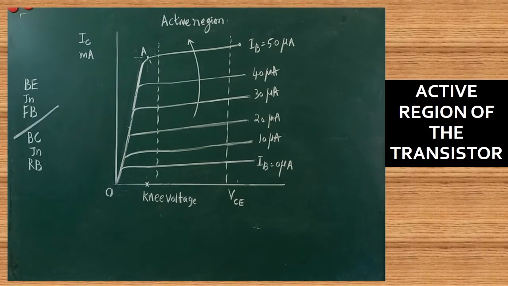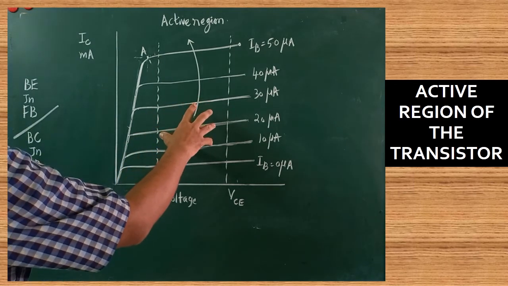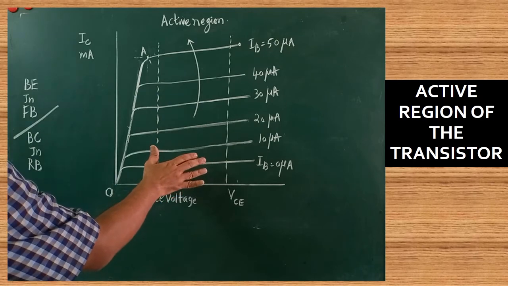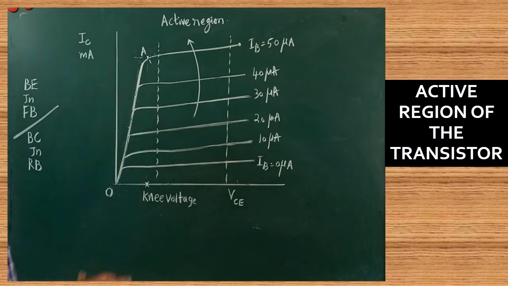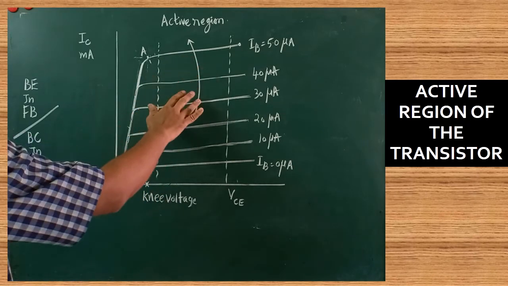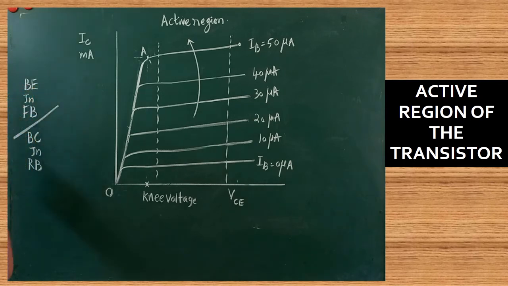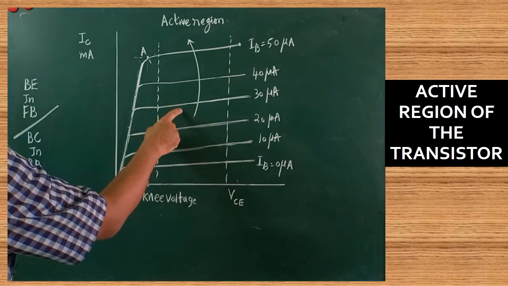Now we are going to see the most important region in the output characteristics graph, that is nothing but the active region of the transistor. Are you clear? The central part of the graph is called the active region. When the transistor is in the active region, the base emitter junction is forward biased and the base collector junction is reverse biased, and the transistor can be used for amplifier purposes.